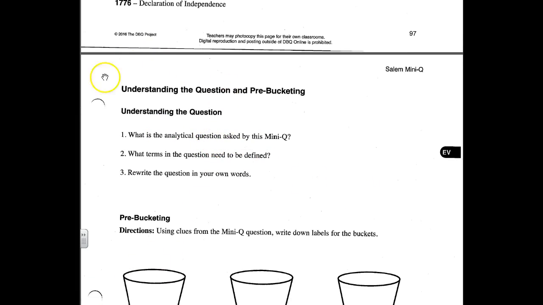And lastly, under the understanding the question section, I'd like you to rewrite the question in your own words. That is the analytical question or the topic question of the Mini-Q. I'd like you to take a couple of moments and rewrite the question in your own words. I'll start it for you on this particular Mini-Q. What caused the panic and alarm that led to, and from there you fill in the blank. This is to make sure that you understand the question that's being asked by the Mini-Q.